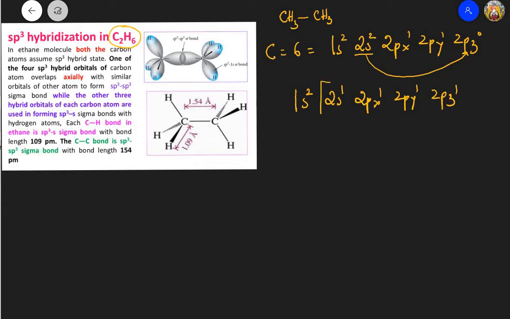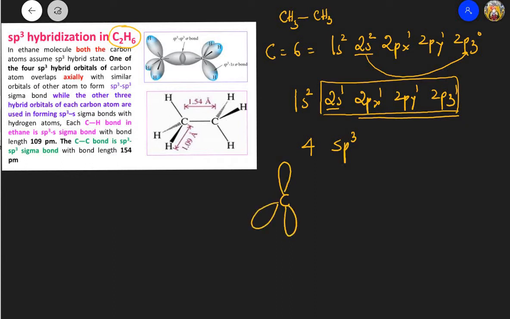So we can see that these atomic orbitals are available for hybridization. How many will be undergoing it? This is 1 and these are 3, so totally we will be getting 4. Which are those 4? sp3, and all are having 1 electron. Therefore after hybridization one carbon will have 4 sp3 hybridized orbitals. These are the 4 sp3 hybridized orbitals.